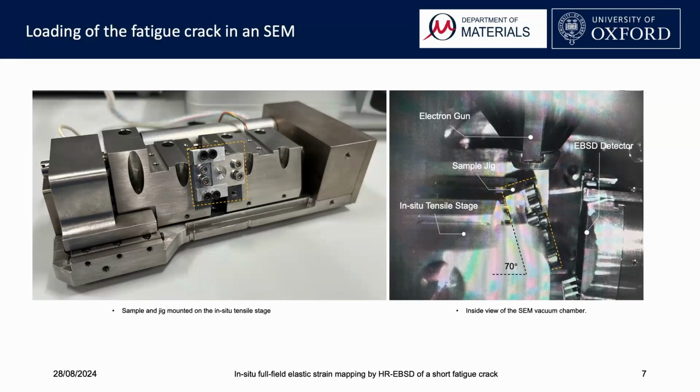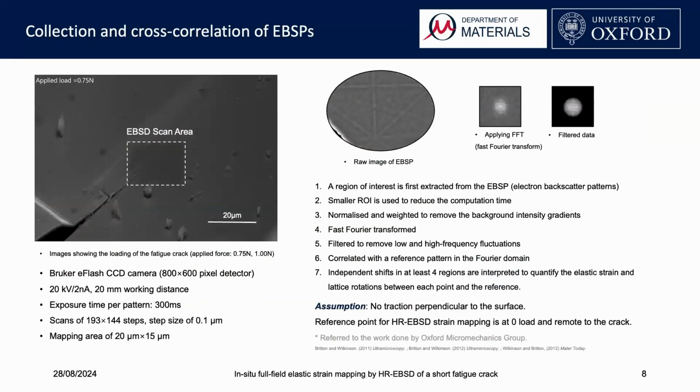The special test jig was mounted onto this special tilted loading stage, and this facilitates the in situ EBSD test measurements. So the electrons emitted from the gun hit the sample surface, and they interact with the atoms in the sample, get diffracted, and form Kikuchi patterns on the EBSD detector.